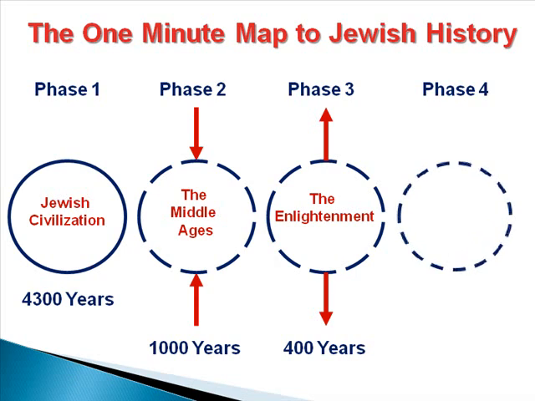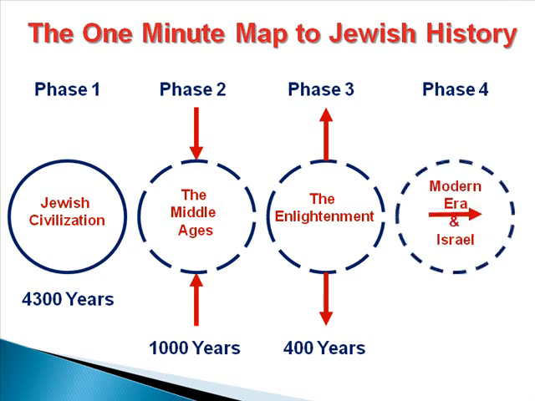Phase number 4 is the modern era and Israel, as Jews from around the world end up back in the borders of the land of Israel. The first time in 2,000 years, we are now once again a distinct nation within our own borders amongst the nations of the world. And we're still somewhat in this phase as we try to figure out exactly what is our identity within the land and what is our Jewish identity outside of Israel, and how the nations of the world themselves relate to the Jewish people being back in their land. So that's phase number 4. So that's the 1-minute map to Jewish history.